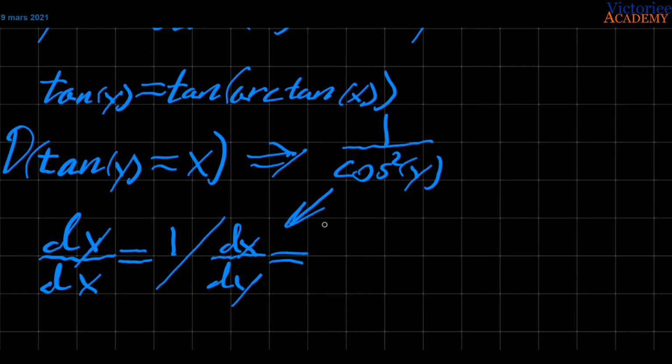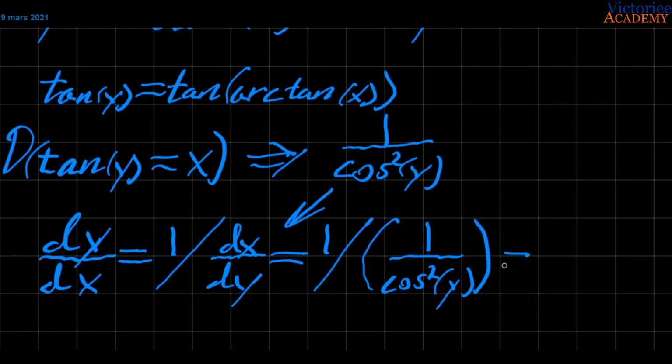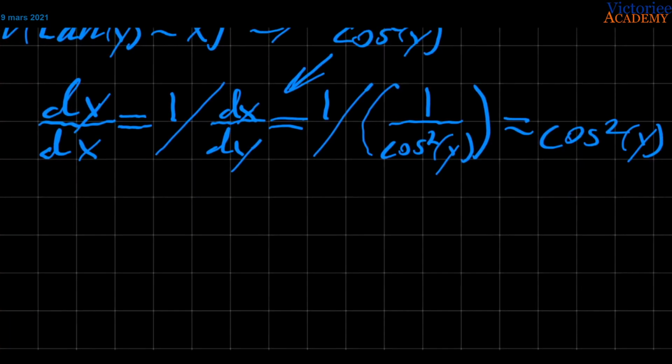That means we get 1 over 1 over cos squared of y. And that's obviously equal to cos squared of y. And then we take this even further. We continue this equality from here to there. These are the same, equal all the way down to this row.